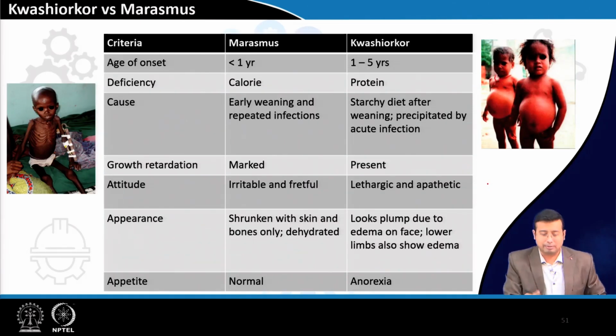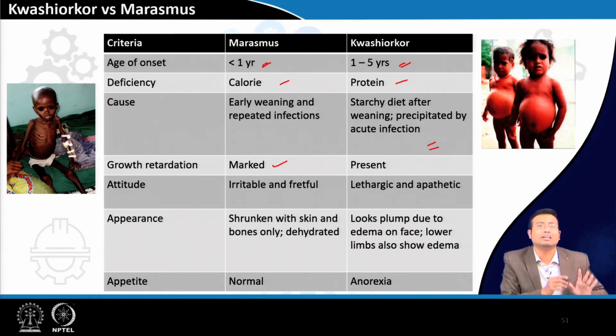Marasmus, younger babies, less than 1 year, okay, it is a very severe form in younger babies, but kwashiorkor, as I told you, the older child, so 1 to 5 years. Calorie deficiency in marasmus, protein deficiency in kwashiorkor. Why does it happen? Marasmus: early weaning, repeated infection. Whenever we are early feeding the baby with weaning food, their absorption is not happening properly, and malnutrition results. Whereas in kwashiorkor, a starchy diet after weaning creates a state of undercurrent malnutrition, and that is precipitated by an infection. Growth retardation is marked in marasmus, but not in kwashiorkor.